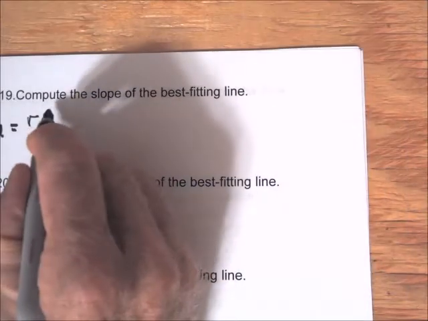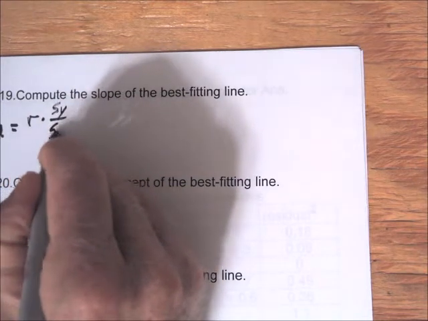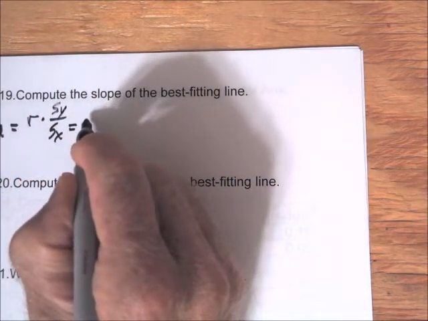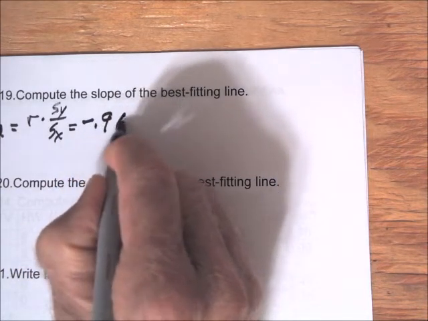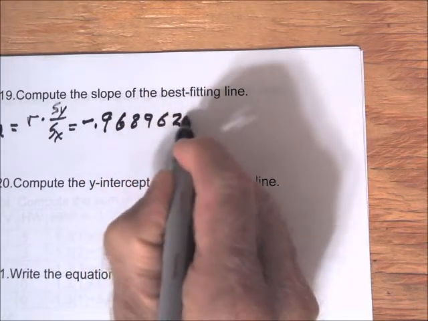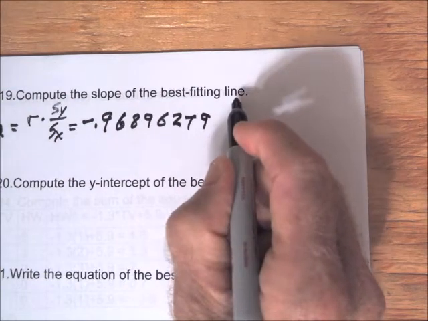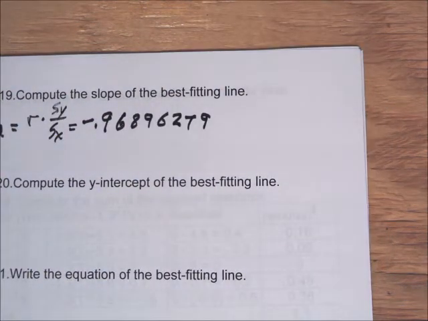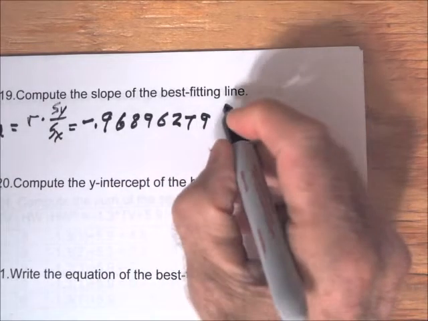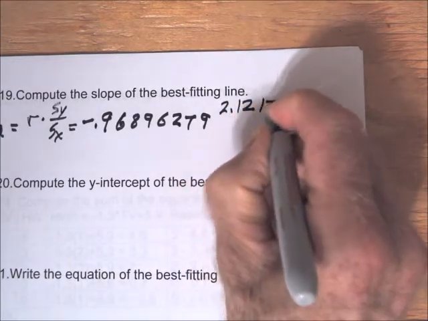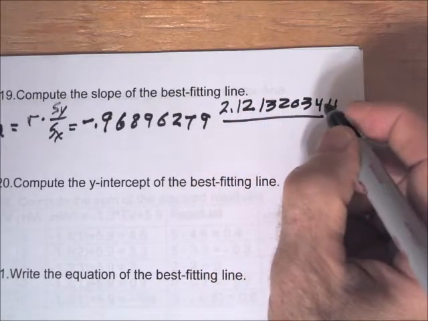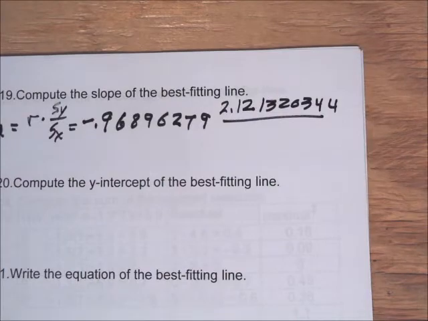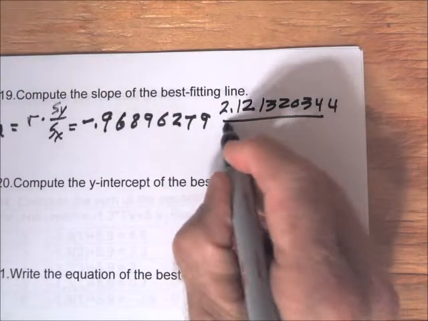The best slope is r times the standard deviation for y divided by the standard deviation for x. So r, we just computed, was negative 0.9 something, 6896279. The standard deviation for y is 2.12 something, and the standard deviation for x is 1.58 something.